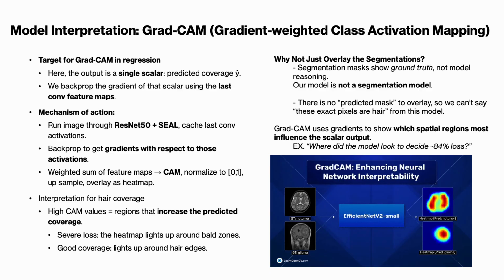One important clarification. People sometimes ask why we don't just overlay the original segmentation mask. The answer is that our model is not a segmentation model. It never outputs a predicted mask. The COCO segmentation annotations were only used to generate the scalar label during label generation. The model has no spatial output at all. Grad-CAM is the right tool to answer the question, where did the model look to arrive at this prediction?